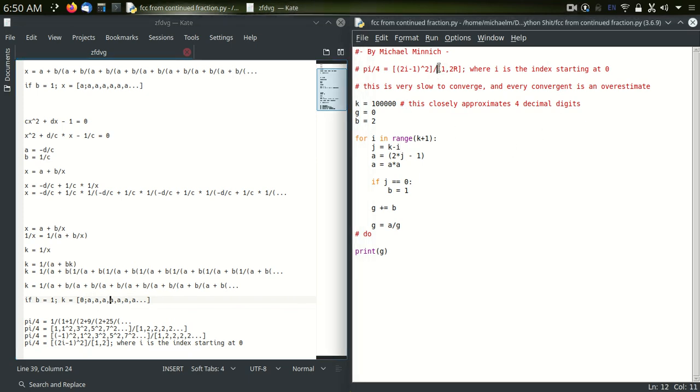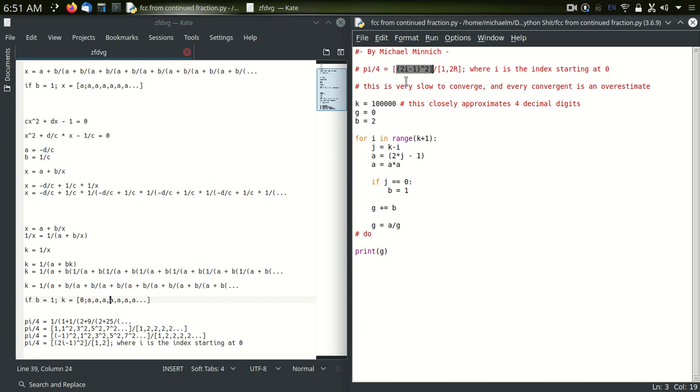So here, this is what you would normally consider to be this list right here. But because the 2 repeats forever, I just put 2r, right? So you get a 1 out front and then 2's forever. And it's not a simple convergent or a simple continued fraction. It is non-simple.